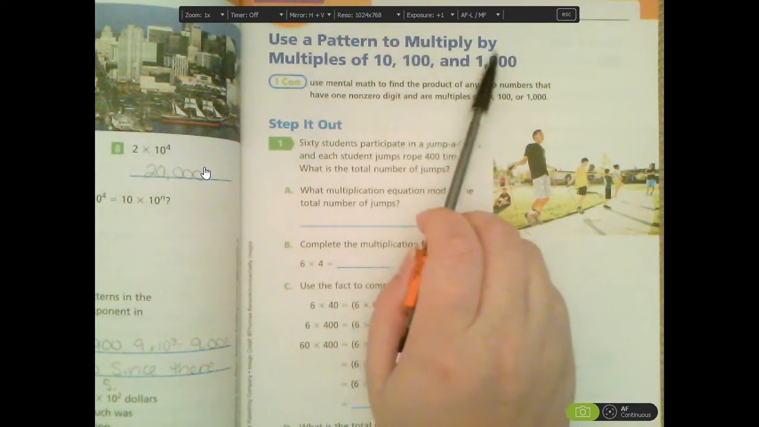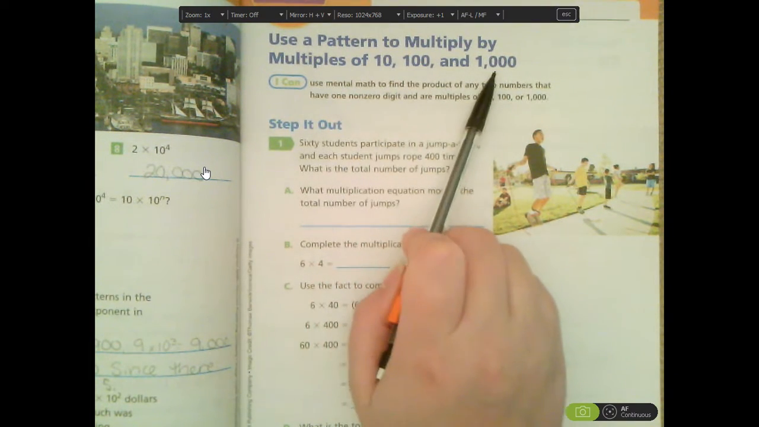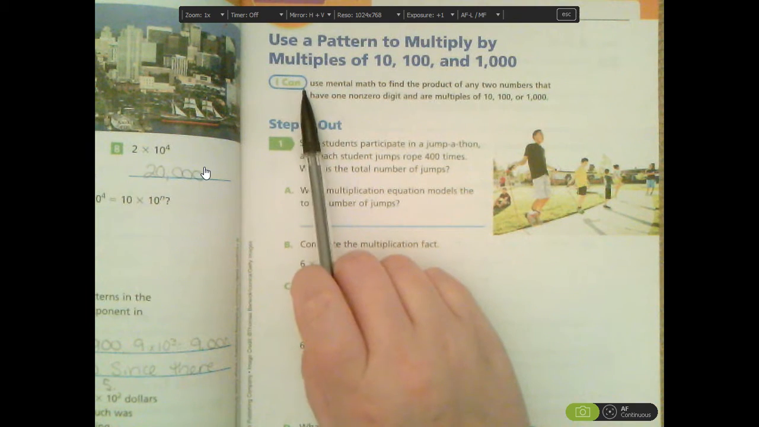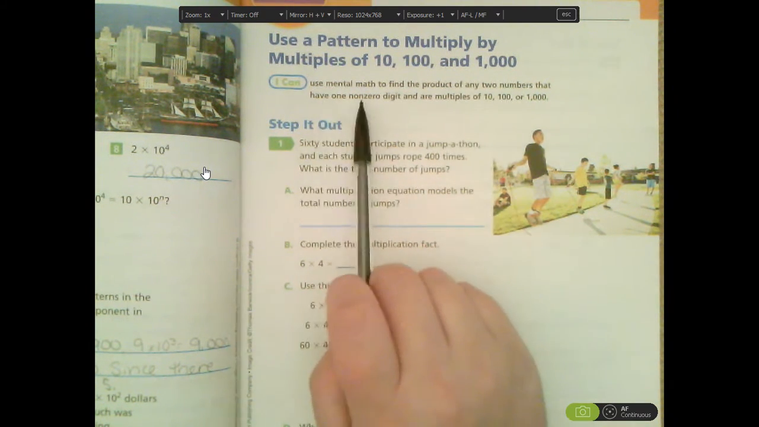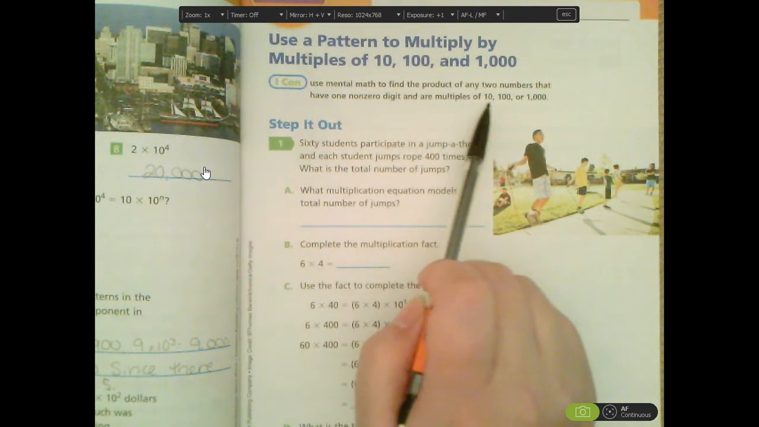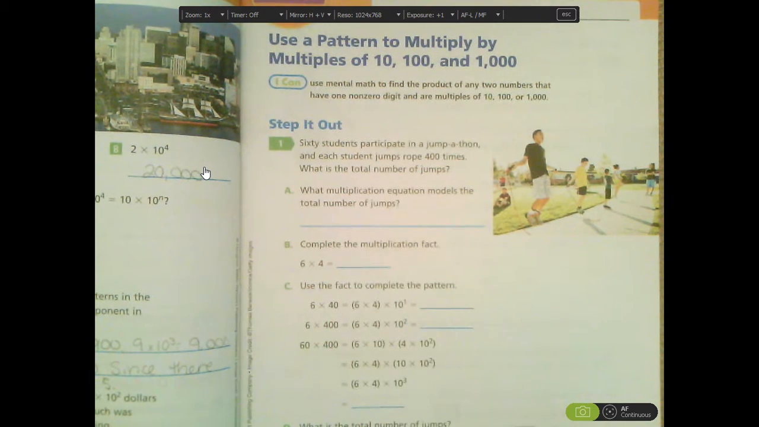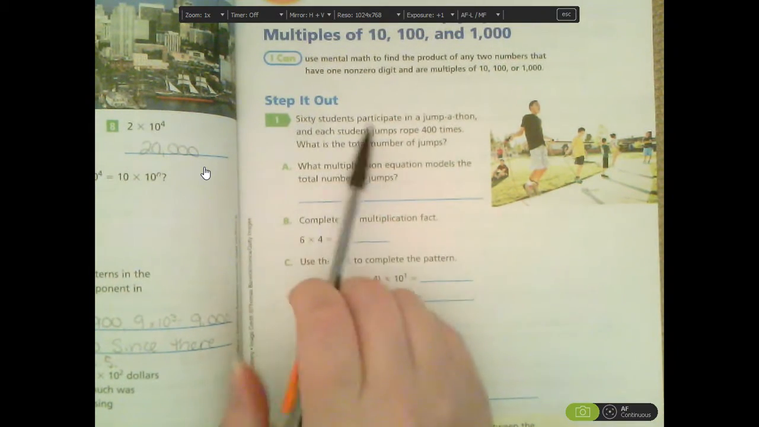Use a pattern to multiply by multiples of 10, 100, and 1000. So by the end of this lesson, we should be able to use mental math to find the product of any two numbers that have one non-zero digit and are multiples of 10, 100, or 1000. So we're going to step it out.